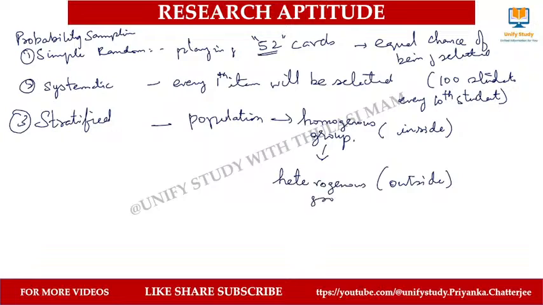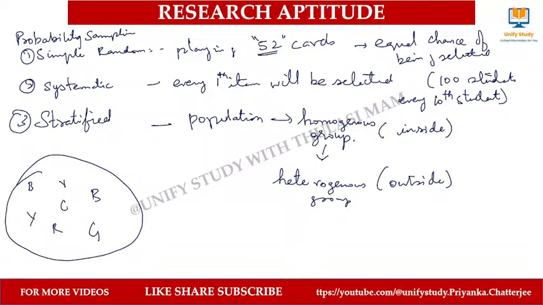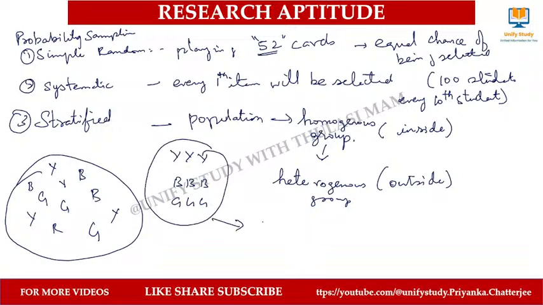How, ma'am? We can't understand. No, I have a whole population here. See, blue, yellow, red, green, blue, yellow. So from this population I will make homogeneous groups like this: yellow, blue, green. So I have formed homogeneous groups called blue, yellow and green. Clear? This is the population.